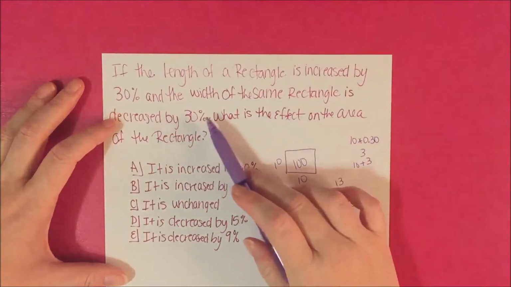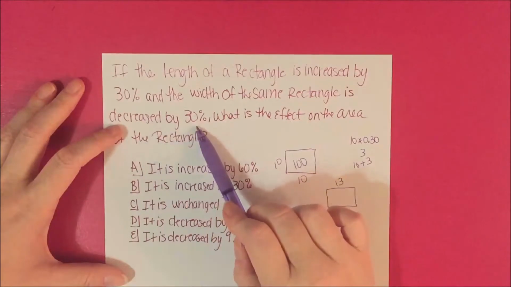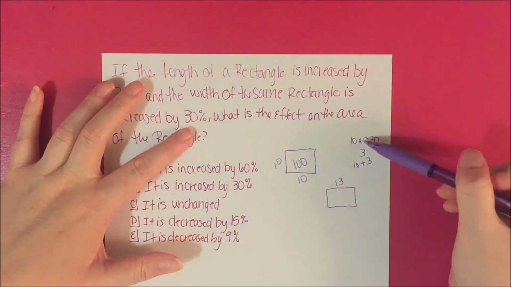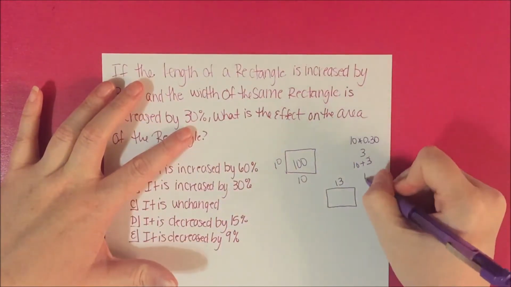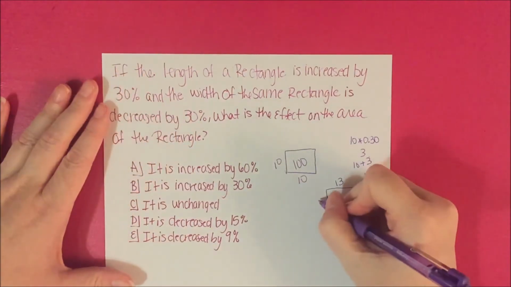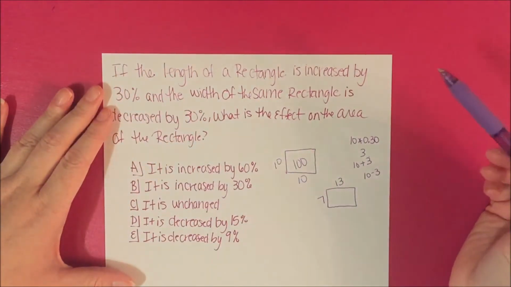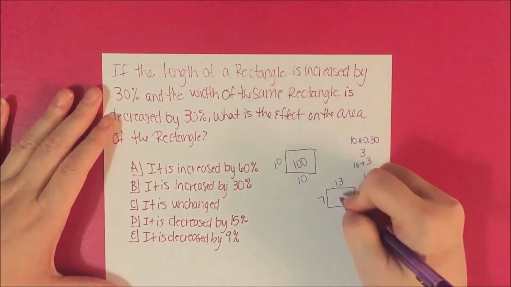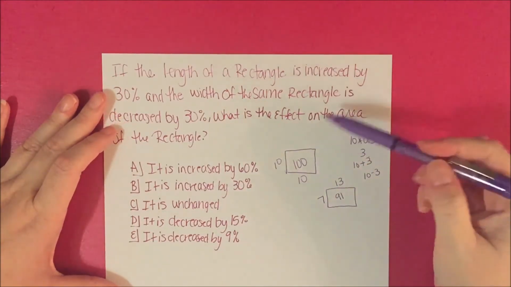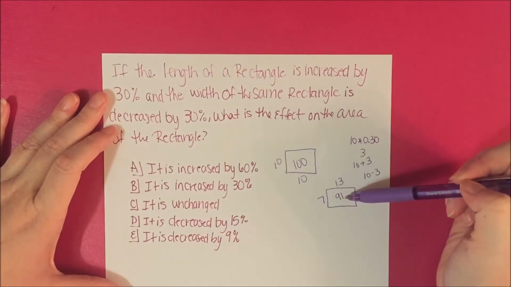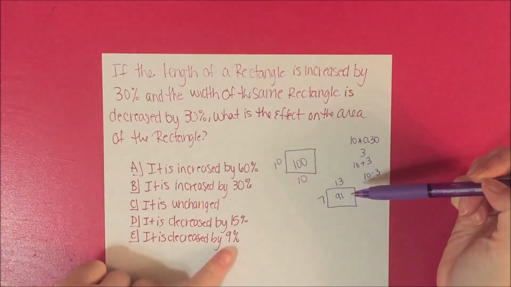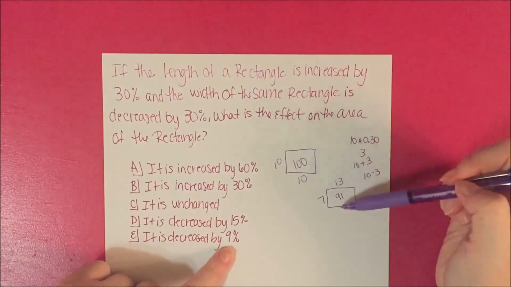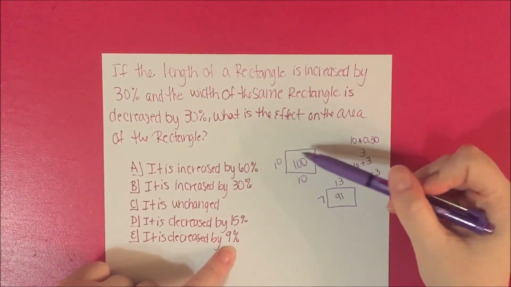Now if I do the width, the same rectangle is decreased by 30%. 30% of 10 is 3, so that would be 10 minus 3, which would be 7. All right, so we're going to do 13 times 7, which is 91. Now because this is 100 and this is 91, we have decreased by 9%. That's the little trick because we're using 10 by 10.